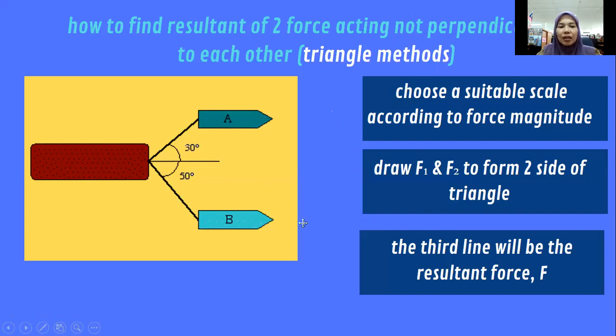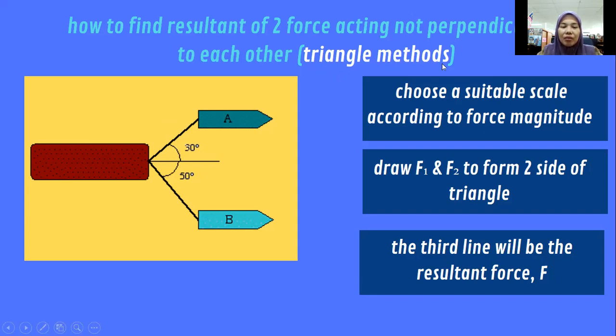Next situation: how to find the resultant of two forces acting not perpendicularly to each other? We can use two methods. First method is the triangle method. How to use the triangle method? Number one, you have to choose a suitable scale according to the force magnitude. For example, if the magnitude of the force is 10 Newton, you can convert 10 Newton into 10 centimeter.